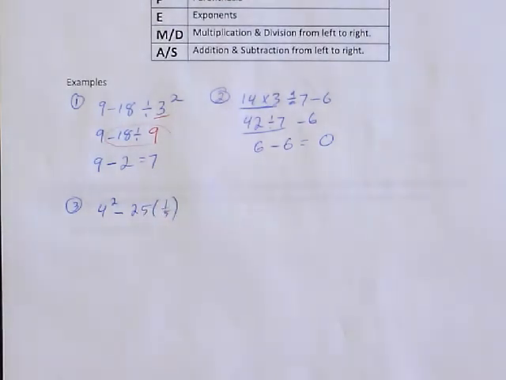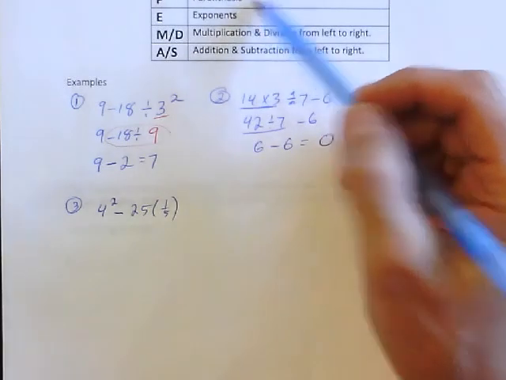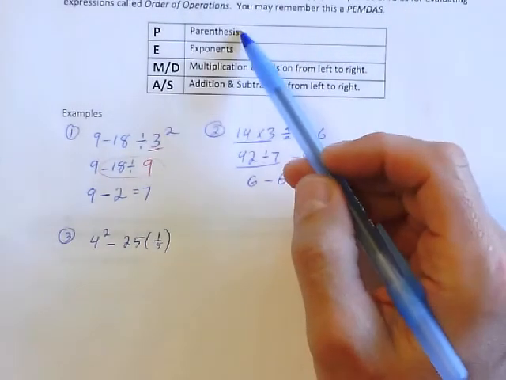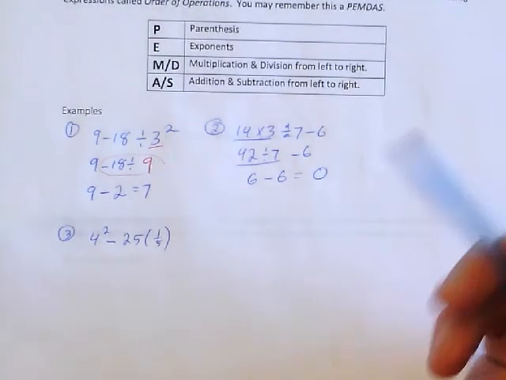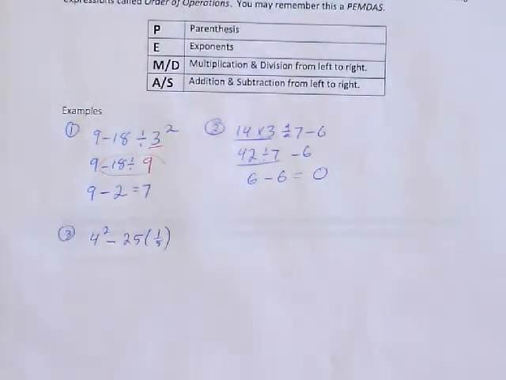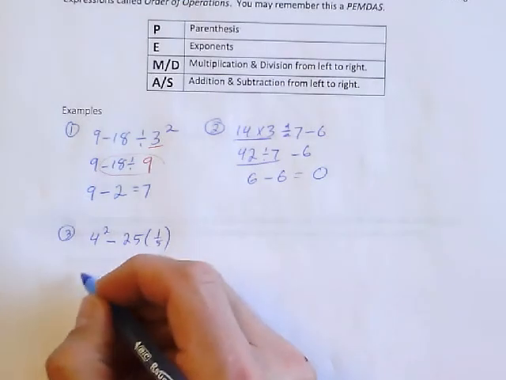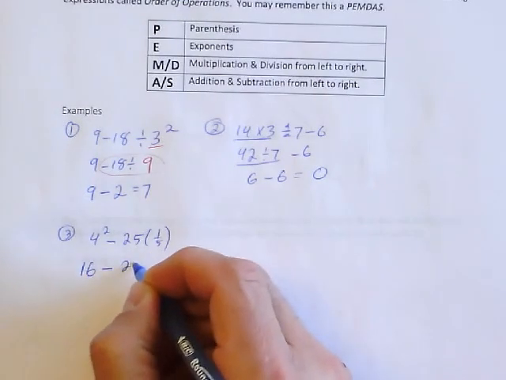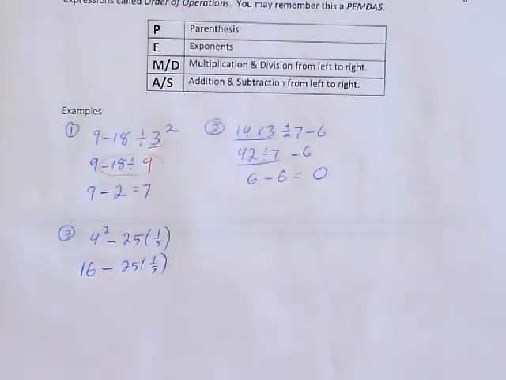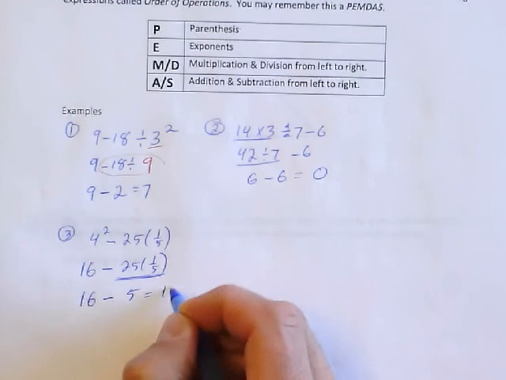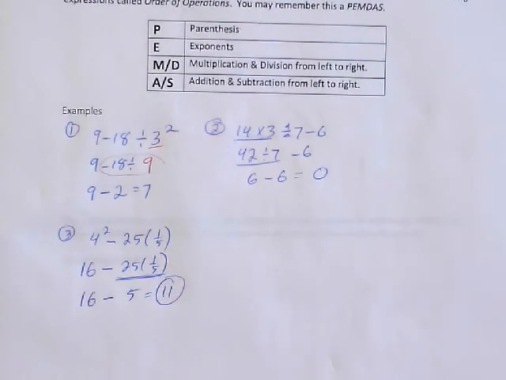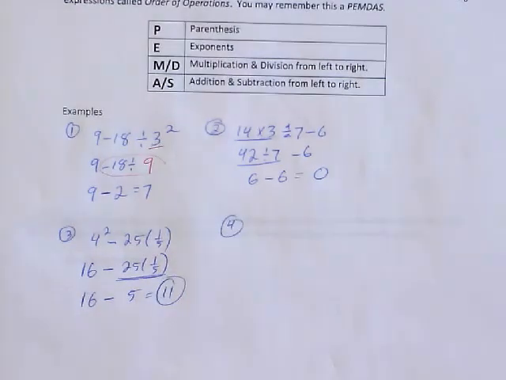Four squared minus 25 times 1/5. Now, I know the rule says parentheses first, but that's when you have an operation inside the parentheses. These parentheses here mean multiplication. So to stick hard and fast to our rules, we're going to do the exponent first. 16 minus 25 times 1/5. Then we'll do our multiplication. 16 minus 5, and we get an answer of 11.